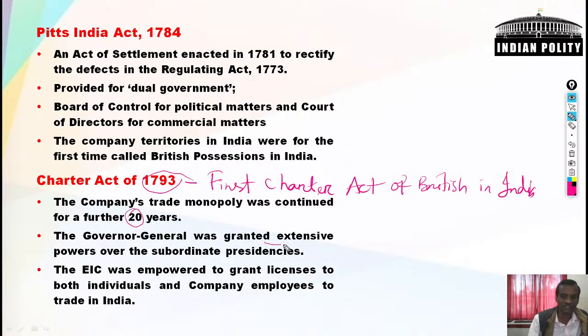Governor General was granted extensive powers over subordinate presidencies. Here subordinate presidencies means Bombay and Madras. So extensive power. The East India Company was empowered to grant license to both individual company employees to trade in India. So ईस्ट इंडिया कंपनीज को ग्रांट दिया गया इस स्तर पर 1793 में. ओके, सो ज्यादा कुछ इस चार्टर में क्वेश्चन ओरिएंटेड नहीं है. जस्ट यू रिमेंबर दैट द फर्स्ट चार्टर एक्ट ऑफ गवर्नमेंट ऑफ ब्रिटिश इंडिया, दैट इज.